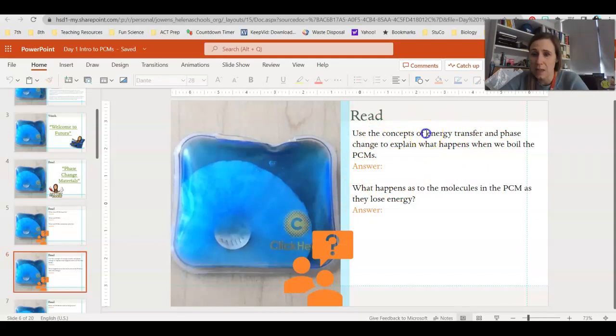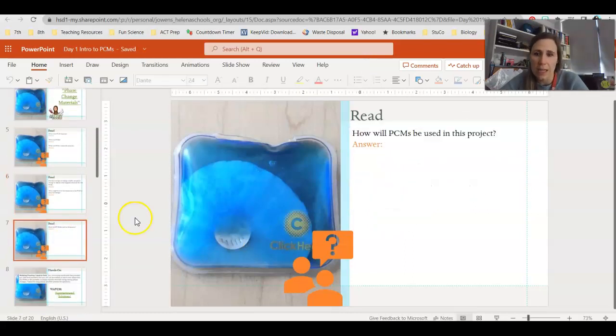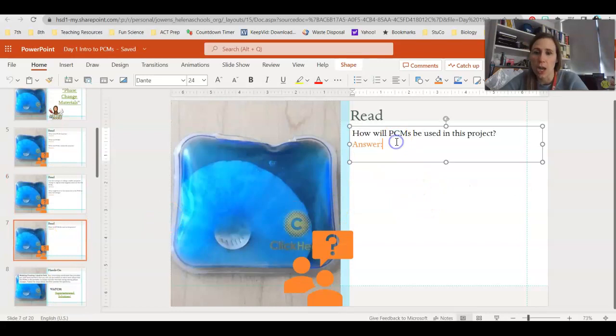Okay, so obviously in there somewhere you probably have to talk about energy transfer and phase change. Okay, what happens to the molecules in the PCM as they lose energy? So when they lose energy to their environment, what do the molecules do? And then finally, how will the PCMs be used in this project? So you again should have a pretty good idea so far, between the video, the message, and what we've talked about so far in the PCM article, about how we might be incorporating PCMs. Okay, so go ahead, take a second, pause, read your phase change materials article and answer those 6 questions. And when you're all done with slide 7, go ahead and come back to this video and we'll move on.